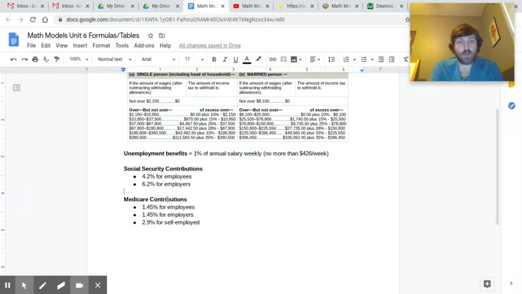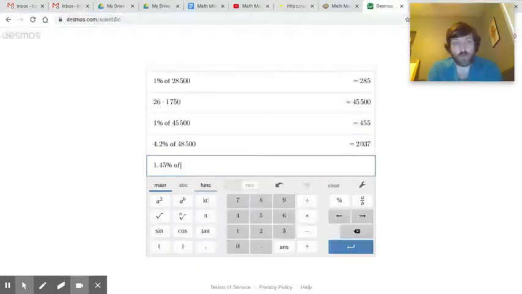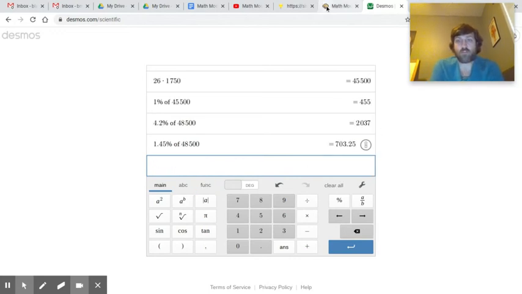Yearly deduction for Medicare. We'll go to our formula: 1.45%. 1.45% of, again, 48,500 is 703.25.